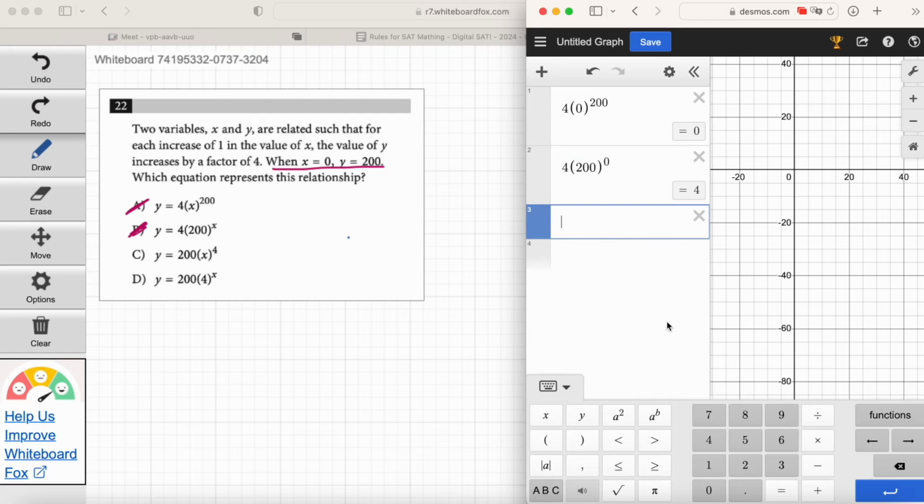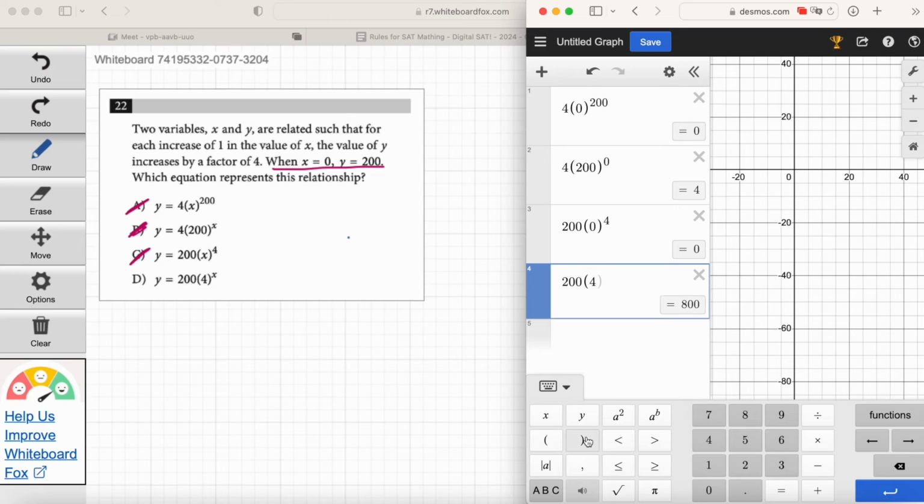Let's try answer choice C. A little different here. This is 200 times 0 to the power of 4. What does that give us? 0. So it's probably not answer choice C. I sure hope answer choice D works. 200 times 4 to the power of 0. How's that? Yep, that gives us 200. That's what we're looking for. It's got to be D.